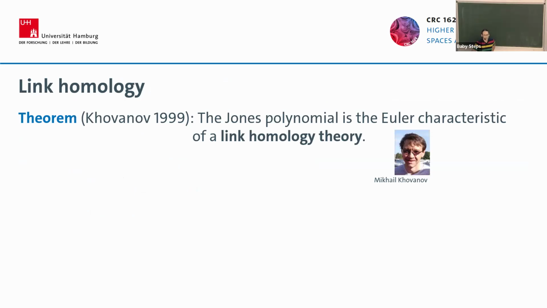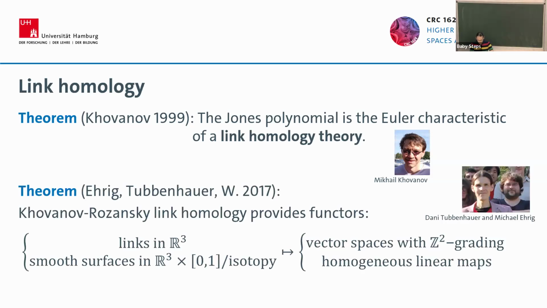Now, such invariants can be found using link homology theories. This is a research area that was pioneered by Mikhail Khovanov in the late 90s, when he showed that the Jones polynomial is the Euler characteristic of a link homology theory. That means it's merely a shadow of a powerful type of knot invariant, and this link homology theory also explains why the coefficients in the Jones polynomial are integers, because they're Euler characteristics.